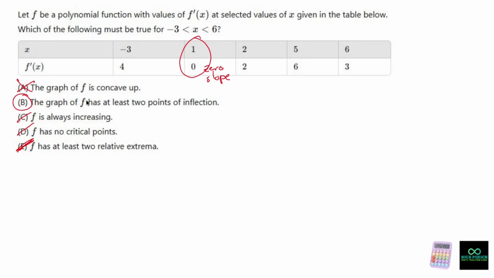So this is a calculator section that didn't require a calculator. It just required a little bit of knowledge about the derivative and how we can use that derivative to our advantage.